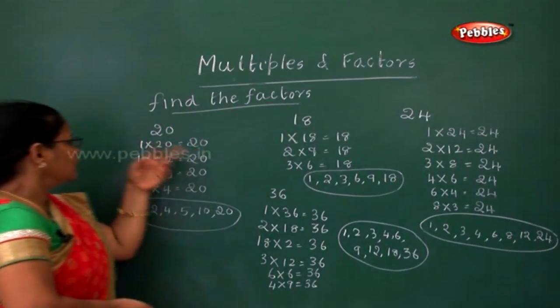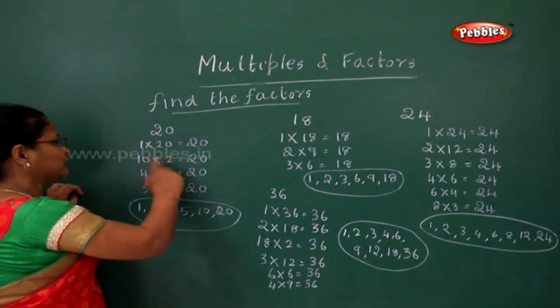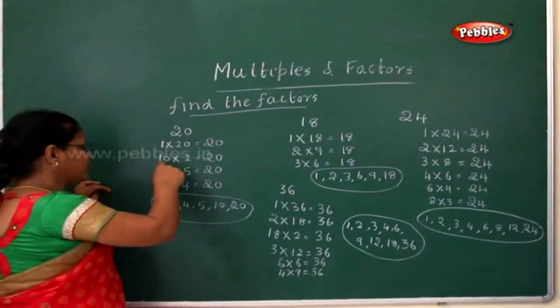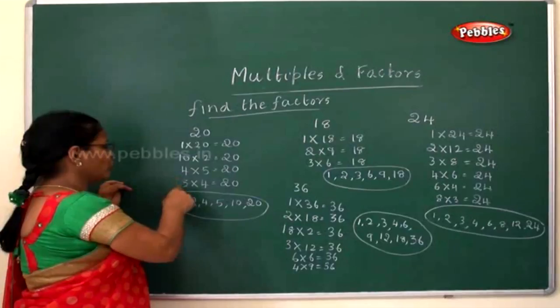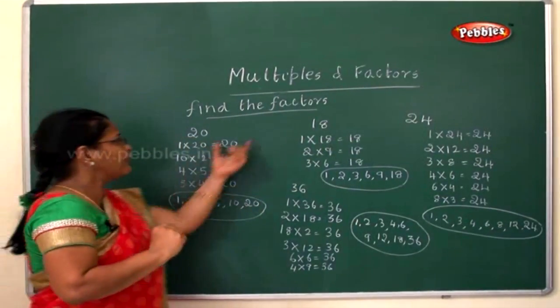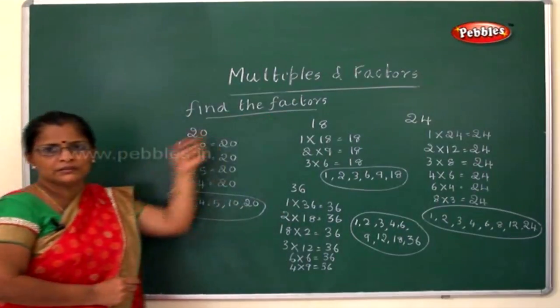Find the factors. What you have to do is just write the tables. Whatever goes into number 20, you have to write, and the numbers you have written here, 1, 2, 4, 5, 10 and 20, these are the factors. This is how you have to find the factors.